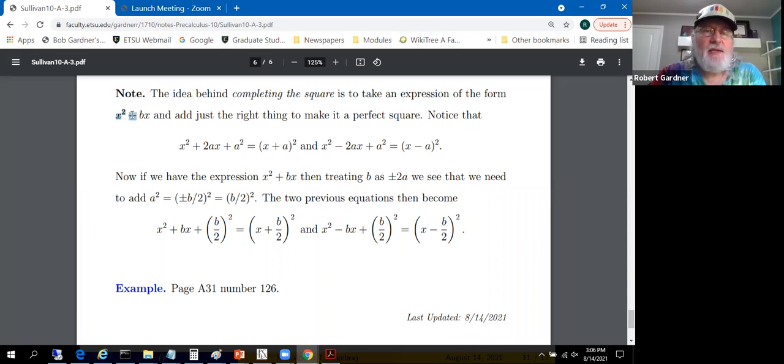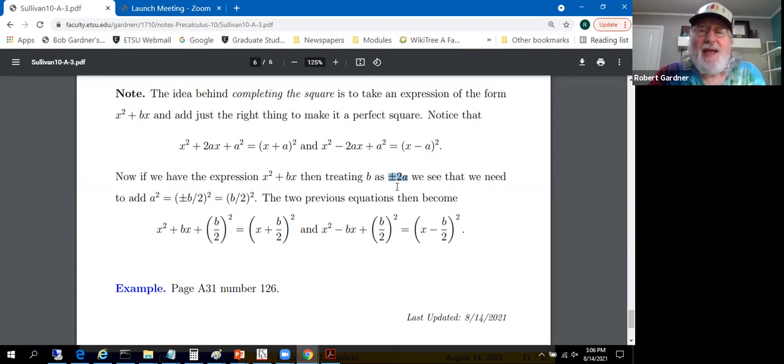We've got x squared plus something x. Well, here you've got x squared plus something x, and you get a perfect square by adding the right thing. And here you've got x squared plus something x. The something carries a negative sign with it, but you also get a perfect square. So if the expression is x squared plus something x, bx, we could treat this as letting b be either 2a or negative 2a, maybe depending on the sign of it.